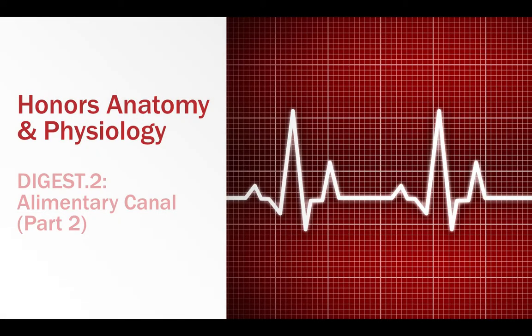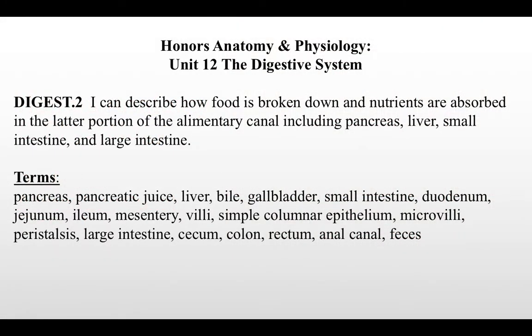In the second standard, we're picking up with what has happened to the chyme in the stomach as it's passed into the small intestine. So this is Alimentary Canal, Part 2. The standard says I can describe how food is broken down and nutrients are absorbed in the latter portion of the alimentary canal. It includes accessory organs like the pancreas and liver, but primarily the small and large intestine.